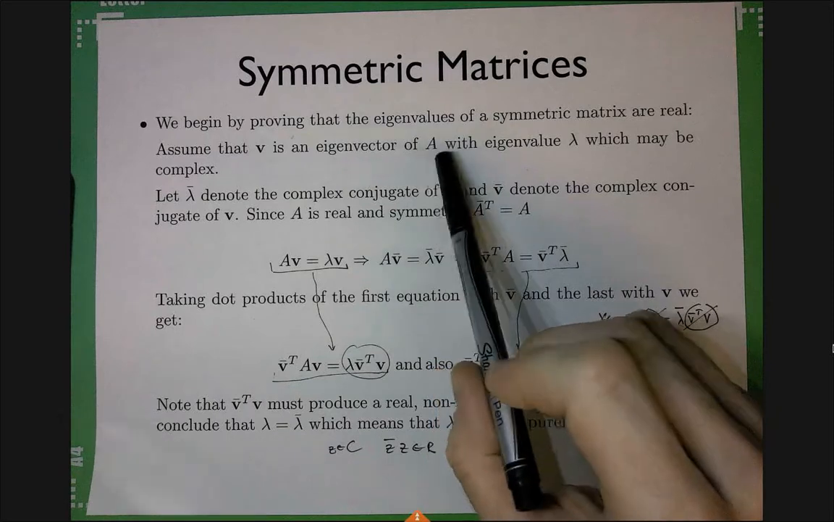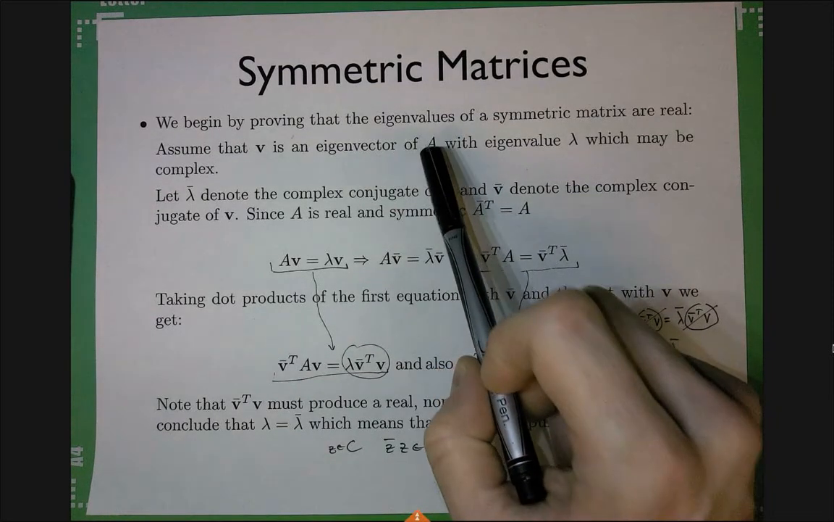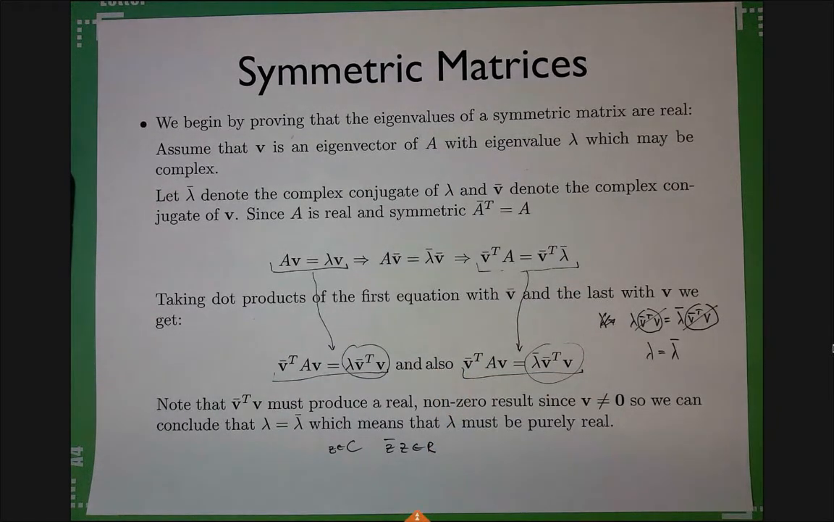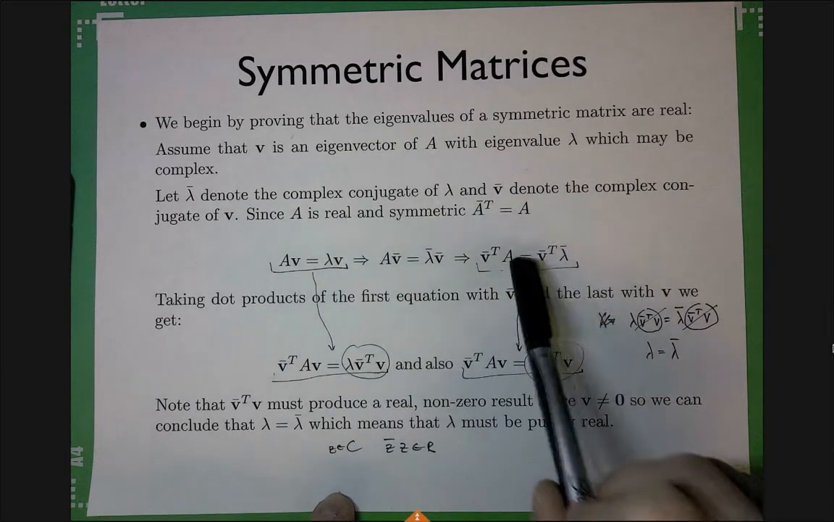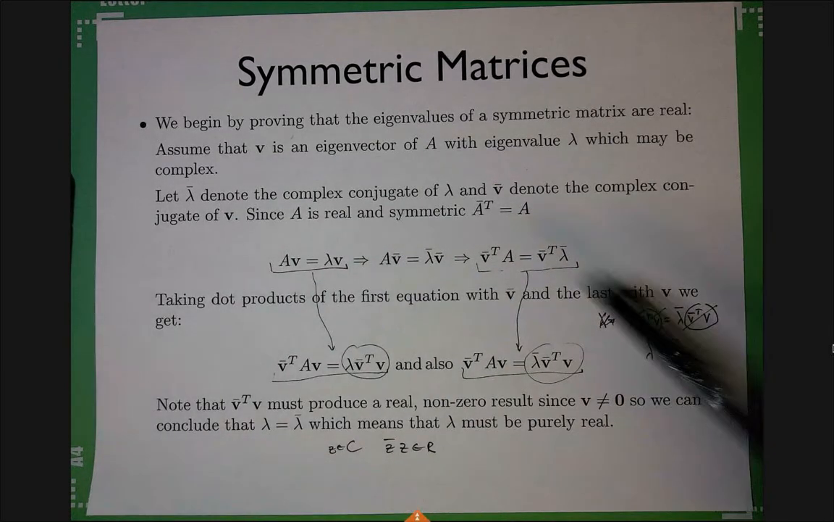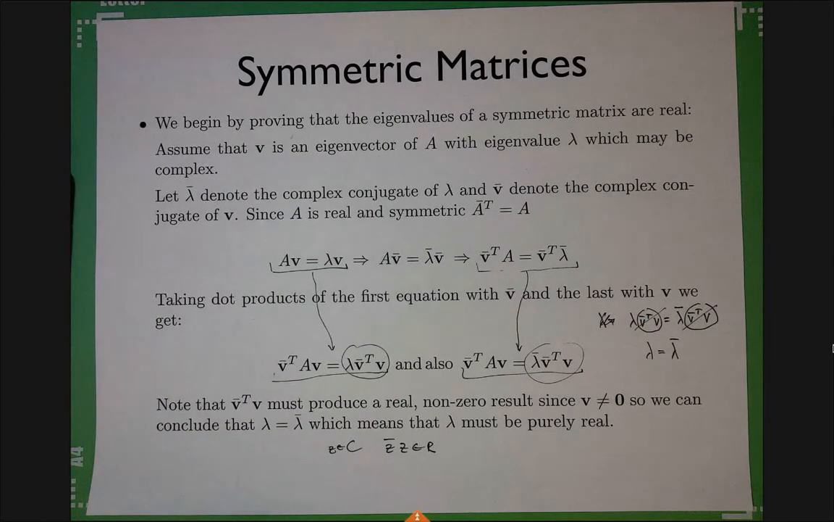And the only thing we have used here is that A is symmetric. We used it here, that the transposition did not change A. If the transposition did change A, then this of course could not be true. Okay?